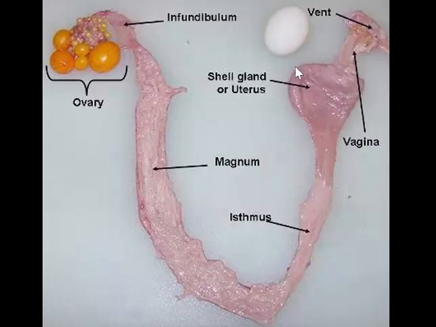Finally, the fully formed egg will move into the vagina, which is a muscular part, does not contribute anything to the egg, but does prepare the egg for oviposition or laying.